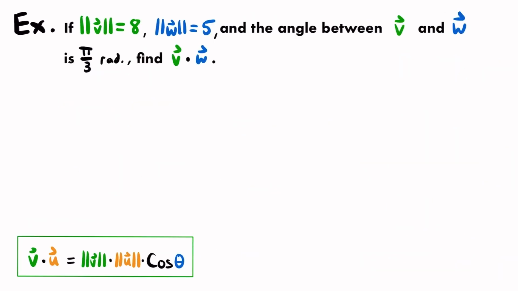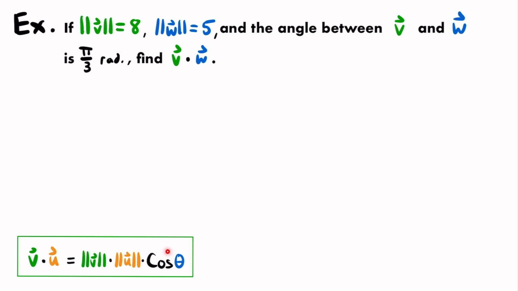All right, so next up we have this example. If the magnitude of vector v is equal to 8, the magnitude of vector w is equal to 5, and the angle between vector v and vector w is pi divided by 3 radians, find the dot product of vector v and vector w. All right, now this example is going to require a different formula, and you can see I have it right down here.